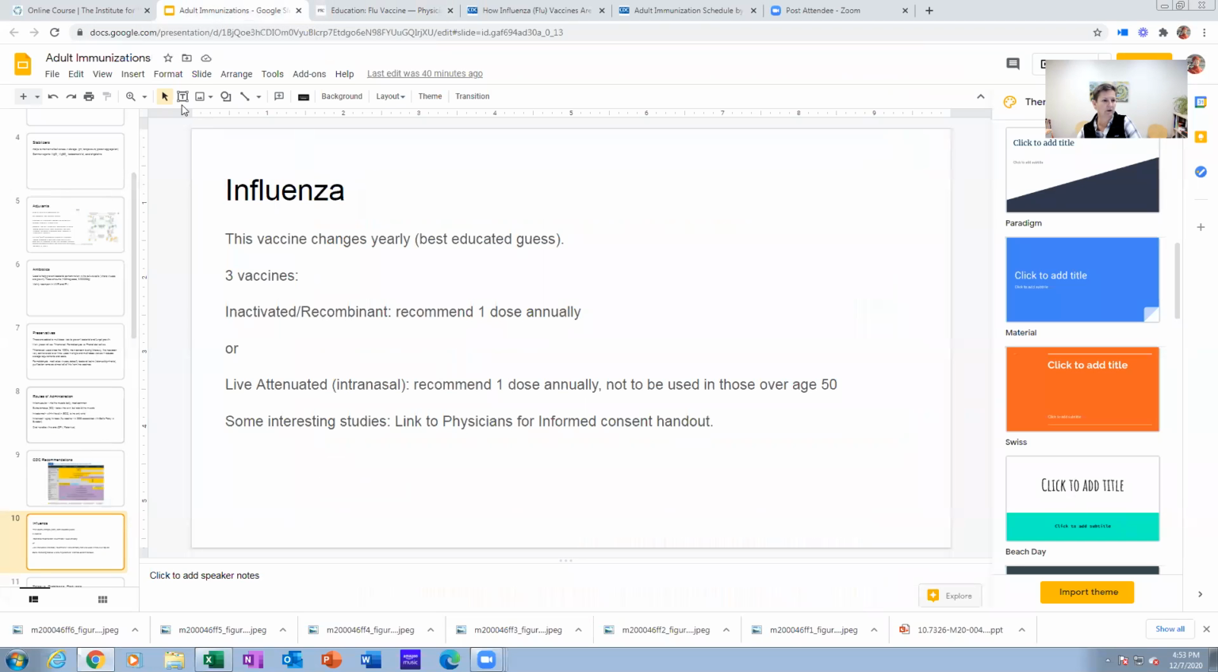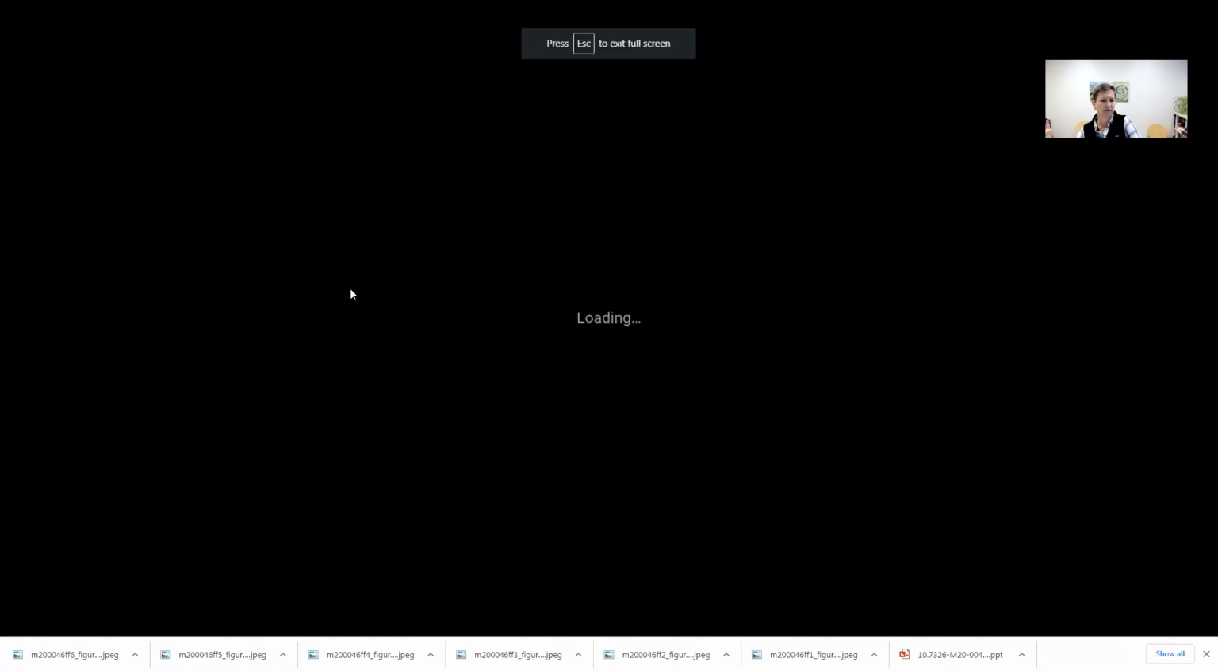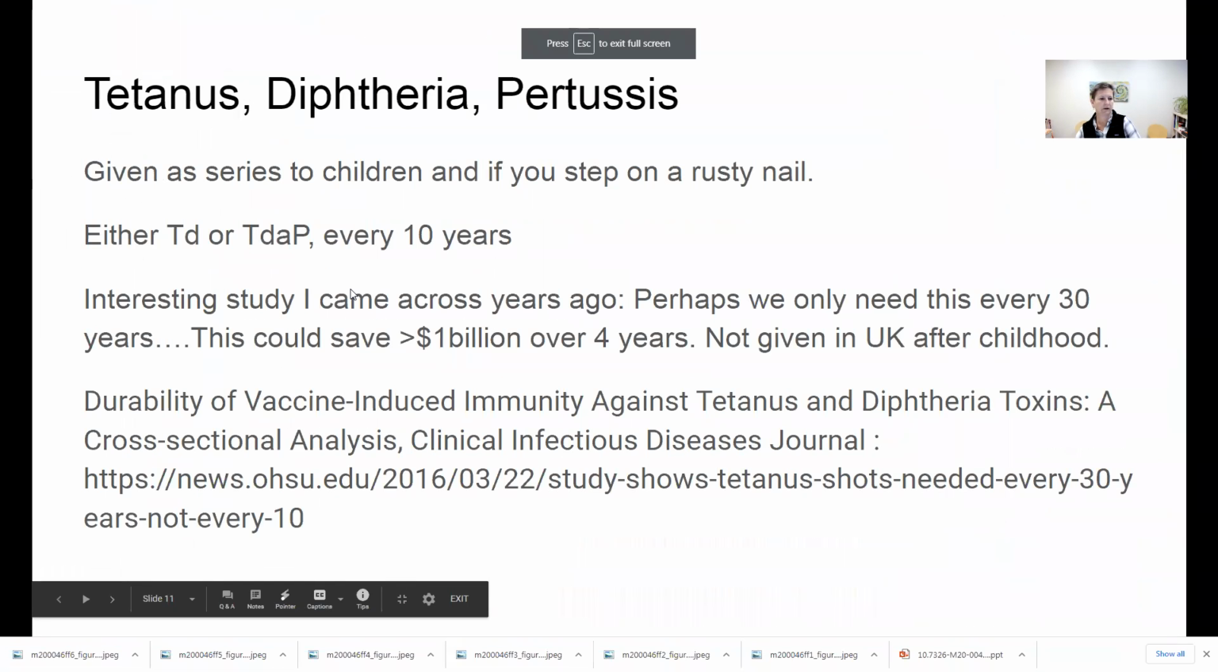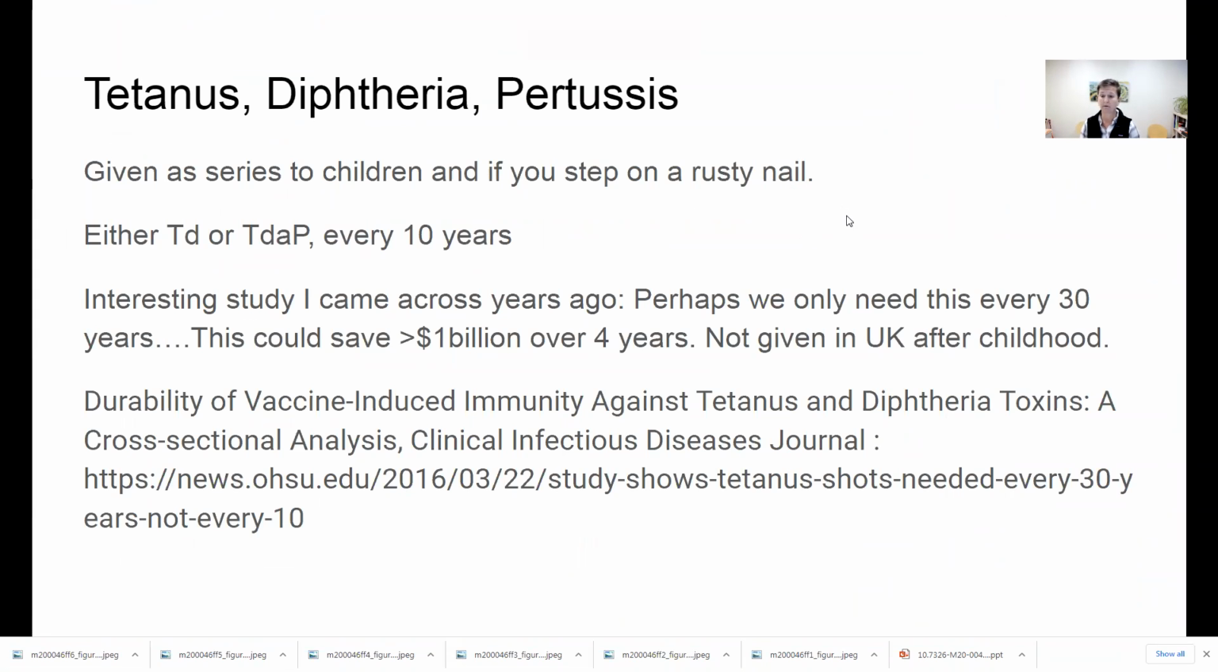So let's go back to our slides. Yay, there we go. All right, tetanus, diphtheria, and pertussis. So this is generally given as a series to kids. This is the one that we think about: Clostridium, diphtheria, tetanus, like when we step on a rusty nail or something. But this has always been every 10 years, whether we do a tetanus, diphtheria, or a tetanus, diphtheria, and pertussis.